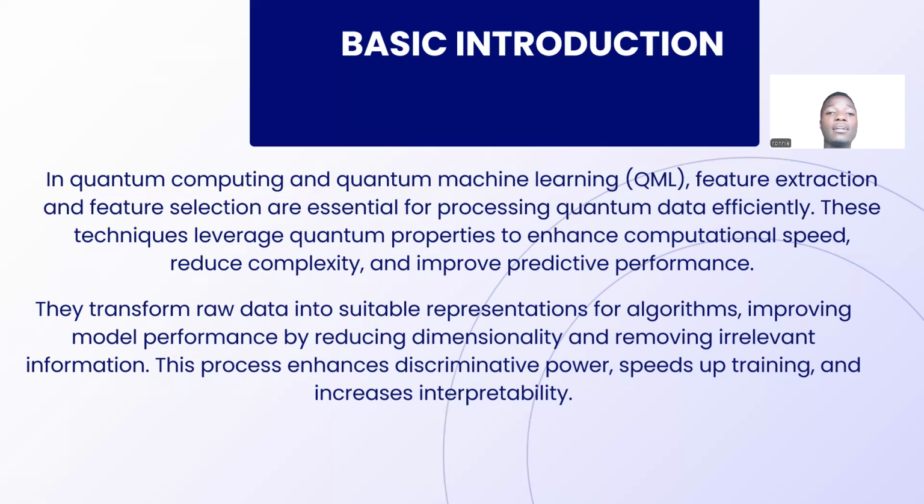In quantum computing and quantum machine learning, there are two techniques, feature extraction and feature selection. These are essential for processing quantum data efficiently. They leverage quantum properties to enhance computational speed, reduce complexity, and improve predictive performance. They transform raw data into a suitable representation for algorithms, improving model performance by reducing dimensionality and removing irrelevant information.